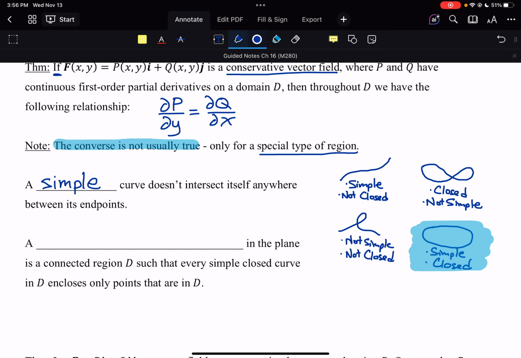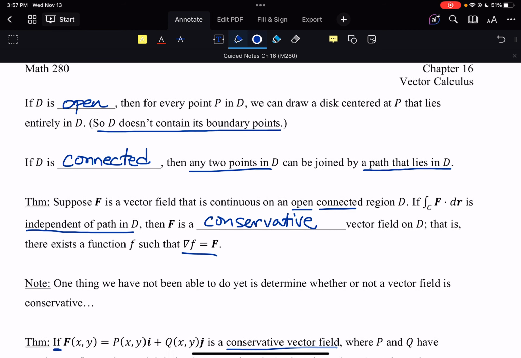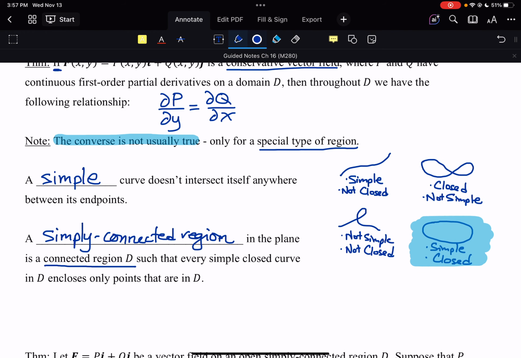And what do we need those for? Well, to define what we call a simply connected region. A simply connected region in the plane is a connected region D. So remember, if it's connected, any 2 points can be joined by a path that lies in D, such that every simple closed curve, so every curve that looks like this, encloses only points that are in D.